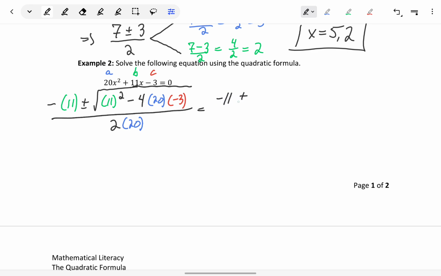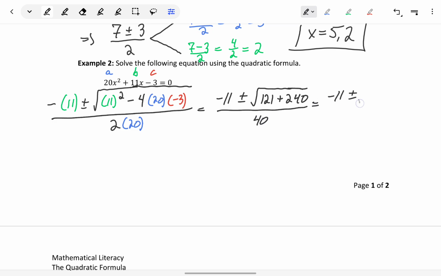giving us negative 11 plus or minus the square root of 11 squared, which would be 121, minus 4 times 20 times negative 3. The two negatives would cancel out to become a positive 240. And in the denominator, we would have 2 times 20, or 40.